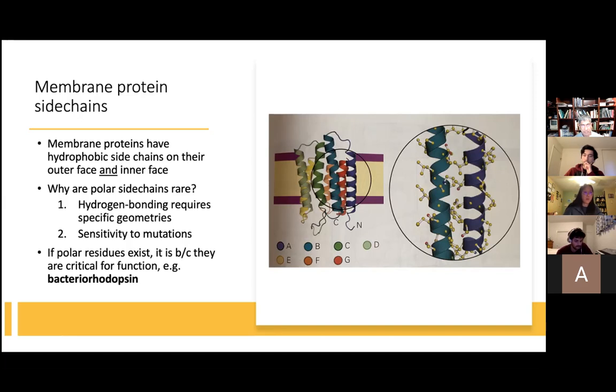So why are polar side chains so rare? Actually it's much better to have hydrophobic interactions in their core as well. This is because hydrogen bonding requires very specific geometries, while hydrophobic interactions just require the residues to be relatively close to each other. So basically, hydrophobic interactions are much less picky about the orientation of the residues.